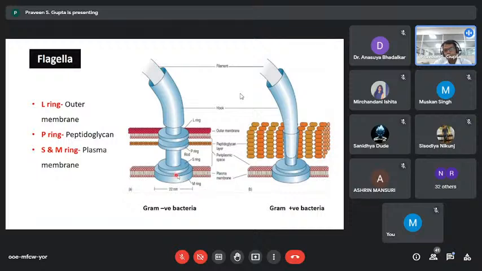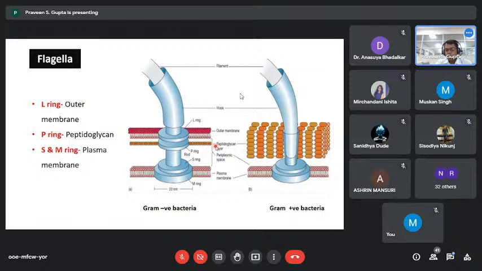And in the plasma membrane, there are two rings, S and M. So in order, you should remember LPSM, LPSM. L is outer, P is peptidoglycan, S and M are present on the plasma membrane. This is regarding the gram negative. In gram positive bacteria, you will find only two types of ring, the S ring and the M ring. It does not show any L ring and P ring in the case of gram positive bacteria.